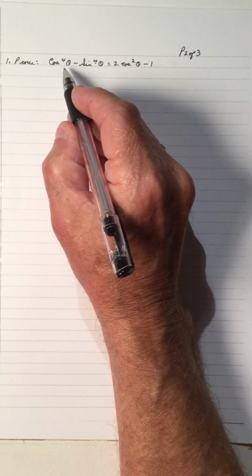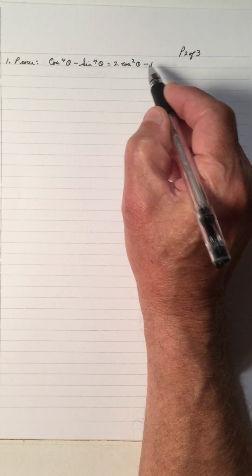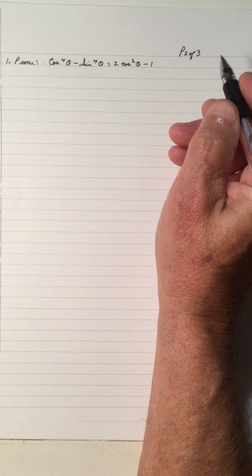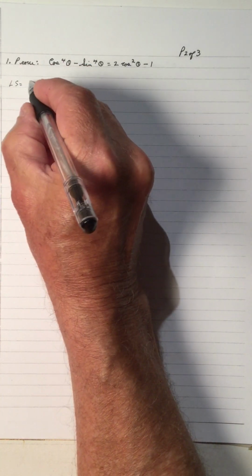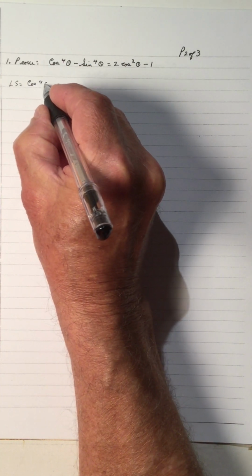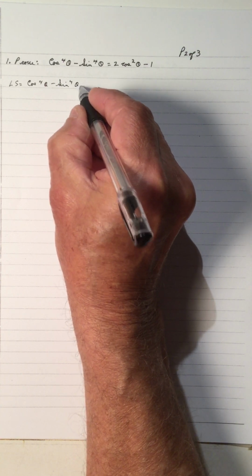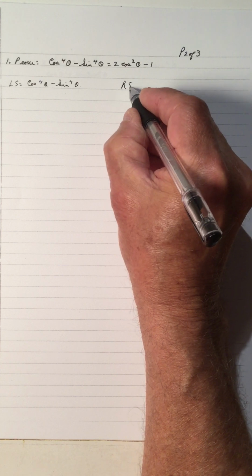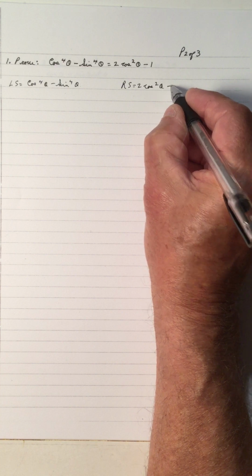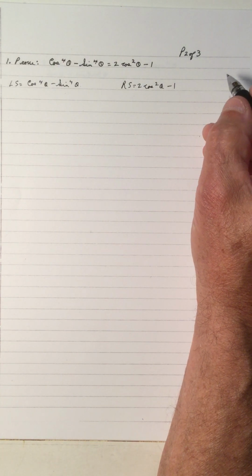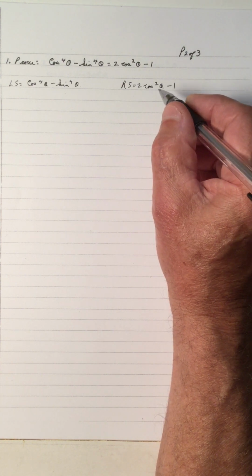Prove cos to the fourth minus sine to the fourth equals 2 cos squared minus 1. As in all identities, we have a left side, which is cos to the fourth theta minus sine to the fourth theta, and a right side, which is 2 cos squared theta minus 1. So normally we work one side to produce the other side.